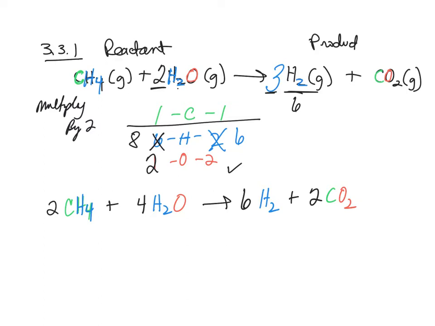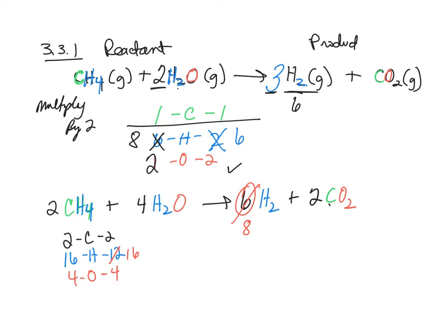So if you do this, you have 2 carbons and 2 carbons. You have 8 and 8. You have 16 hydrogens, and you have only 12 hydrogens there. And then here you have 4 oxygens and 4 oxygens. So you still have a problem with your hydrogens. So how can you change this number to get the same number of hydrogens? Can you put an 8 there? And 8 times 2 would give you 16.